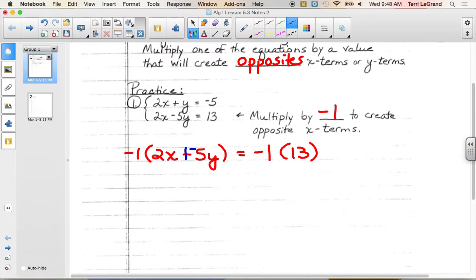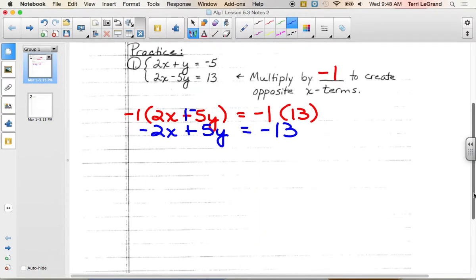What do we end up with on the left side? Negative 2x plus a positive 5y, because a negative times a negative is a positive. And what's our right side become? Negative 13. We've only renamed this equation, and we did it, as I call it, legally. So I want you, in your notes, to note that. That's what we just did. Second equation, that's the one I picked for you.